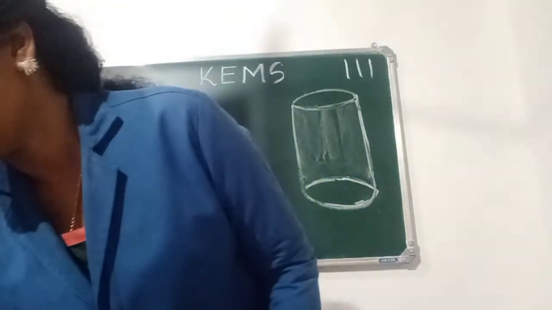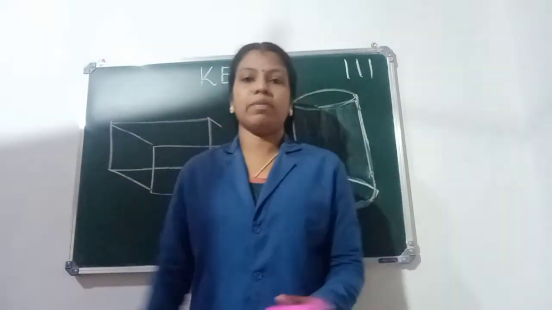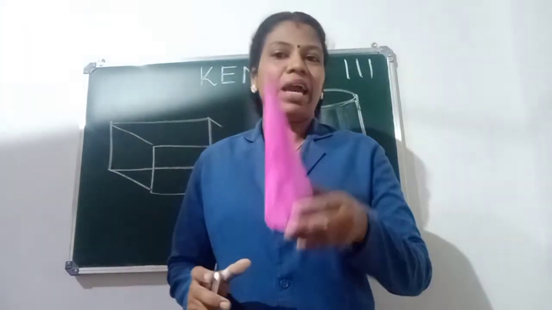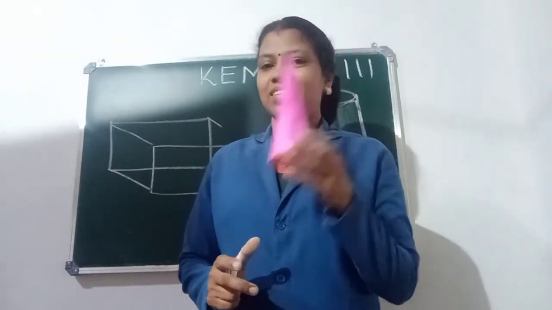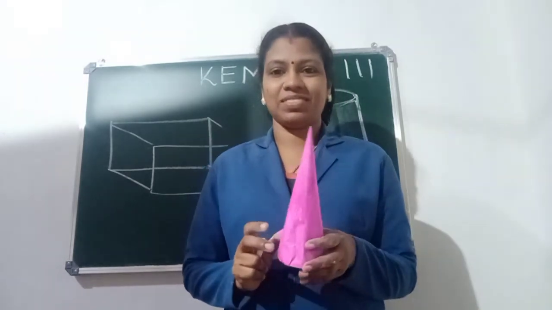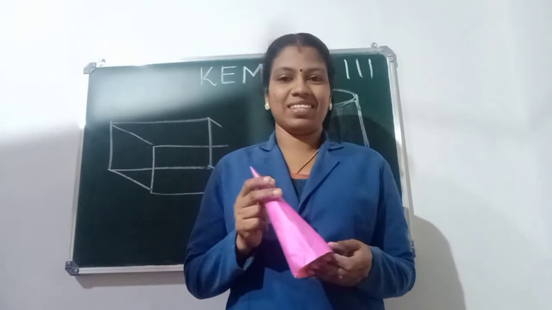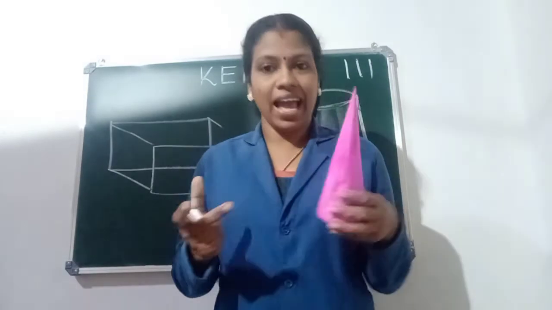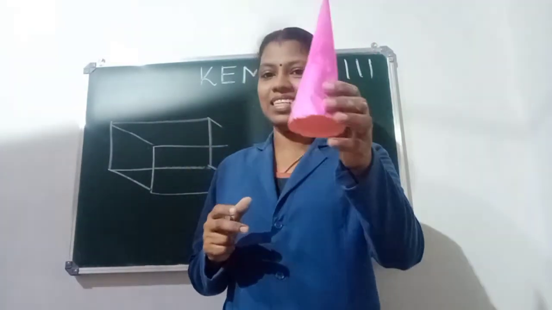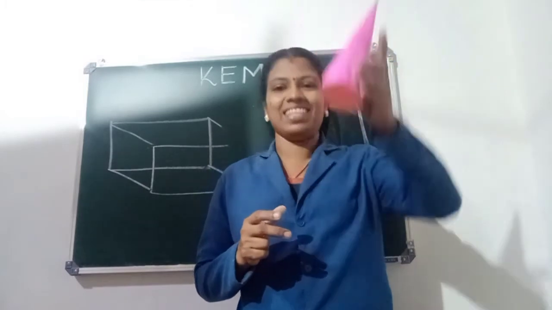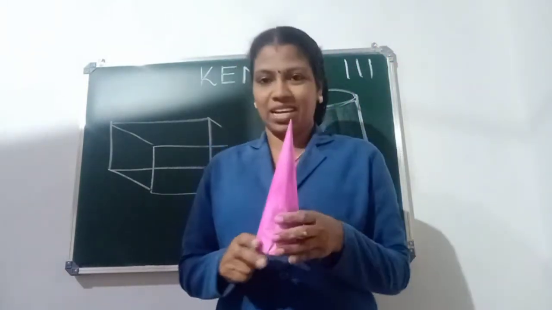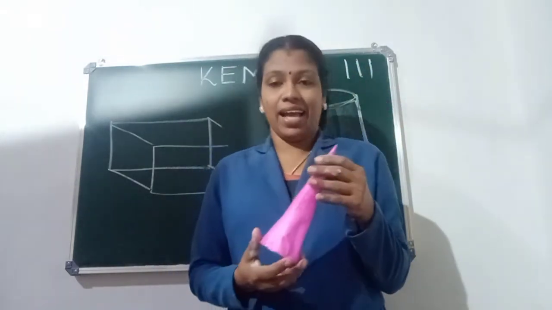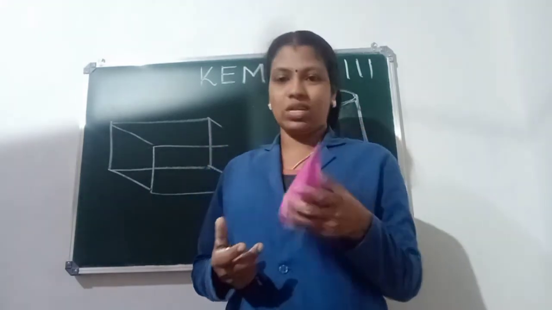Okay, so the fourth solid shape is, what is this? You may have all seen this shaped object. What is this? Yes. Have you seen the birthday hat? Yes, the birthday hat is in this shape. Isn't it? So this is called the cone shape. This is the cone. Birthday hat is an example for a cone shape.